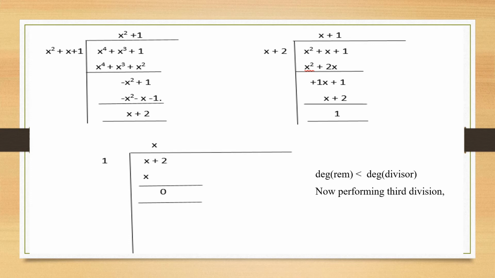X power 4 is getting cancelled. X cube is also getting cancelled. And if I'm going to subtract here, I'll be getting minus x square, and bring down this plus 1. And again, minus x square cannot be accepted here. Why cannot minus x square be accepted? Because the negative coefficients are not accepted in Z2. So what do we do? Add 2 to that and you get plus 1 here. So for convenience' sake, I had written minus here.